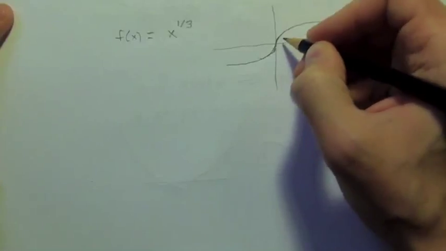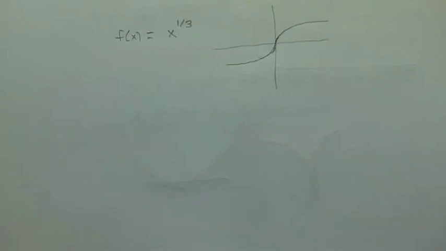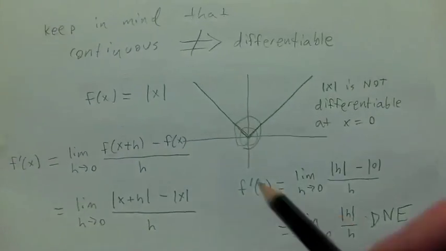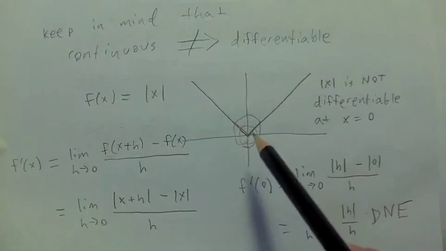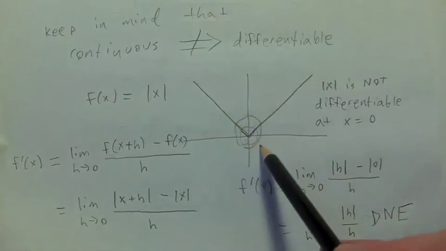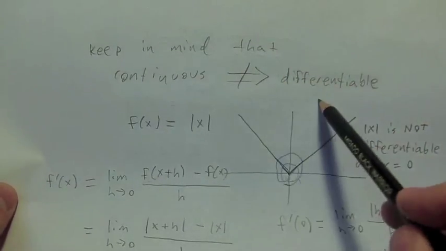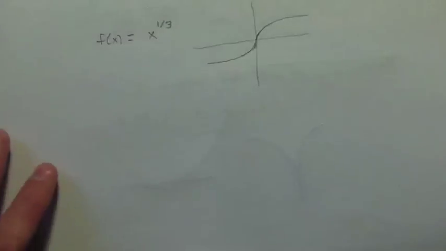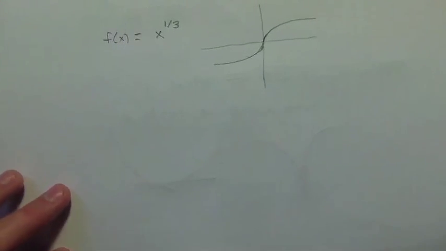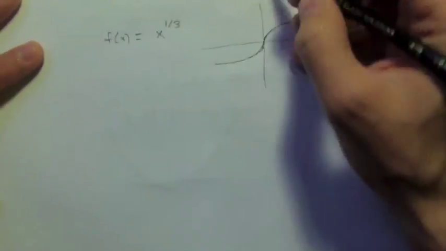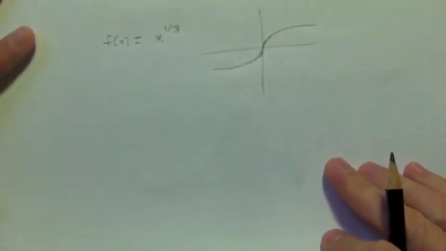And we see that this function's continuous everywhere, and that was something to note about the absolute value, right? That function's continuous everywhere, but it's not differentiable at 0. So continuity does not imply differentiability. But here, this function's continuous everywhere, and it's fairly smooth. There's no spike or anything like that.